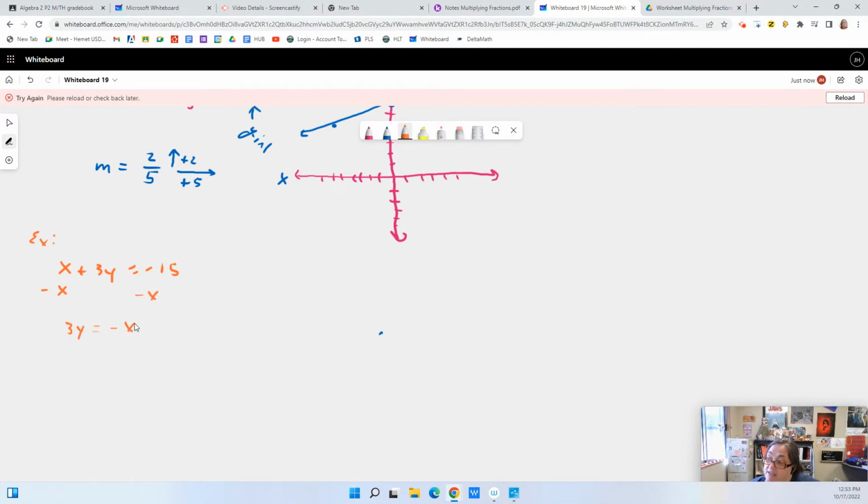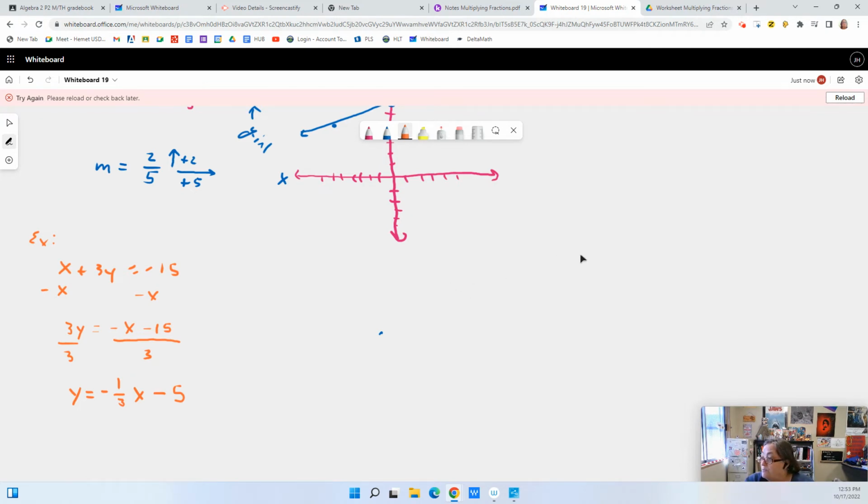I'm not there yet because I still have that 3 being multiplied to the y, so we're going to divide both sides by 3. And I'm going to get y equals minus 1/3 x. Negative 15 divided by 3 is negative 5. So that kind of simplifies that for us. And now we're in slope-intercept form.